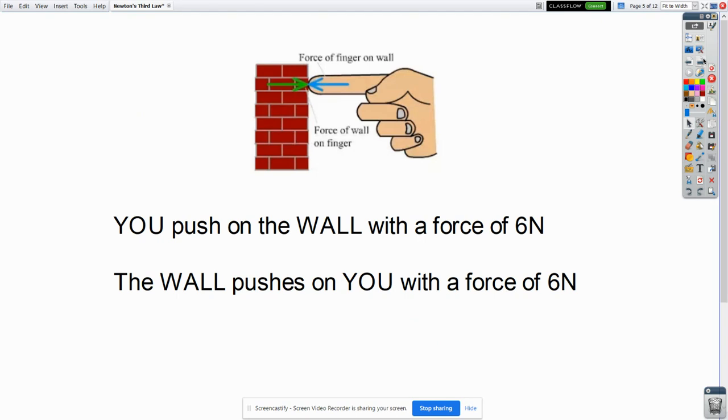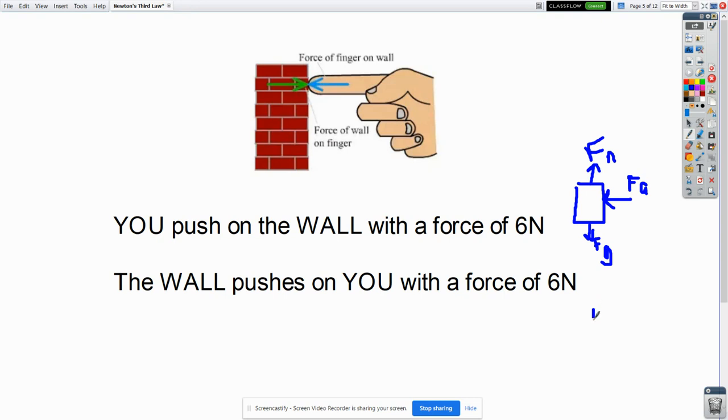Again, you push on the wall with a force of 6 newtons. So if we were to draw a free body diagram of that, there's the wall. We've got gravity pulling down on it. There's a normal force pushing up on it. So it's sitting on the ground. And then we have you applying a force to the left. The wall pushes on you with a 6 Newton force.